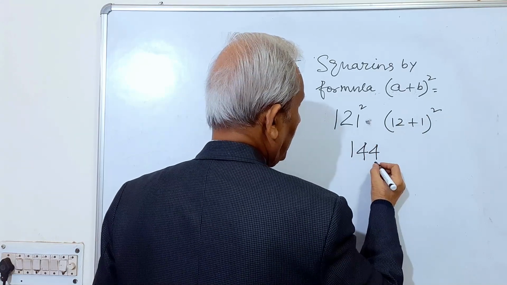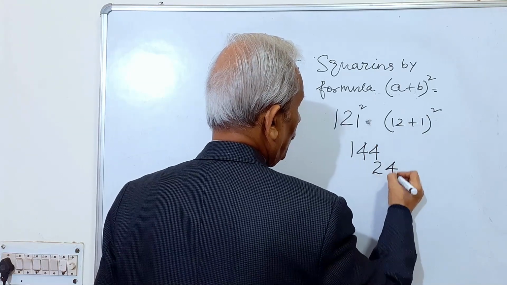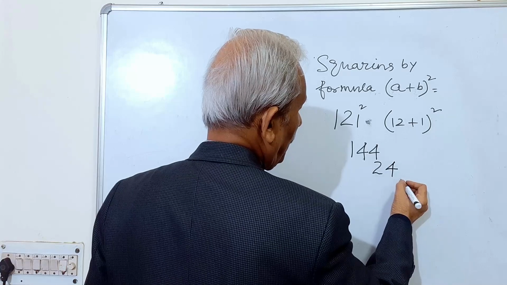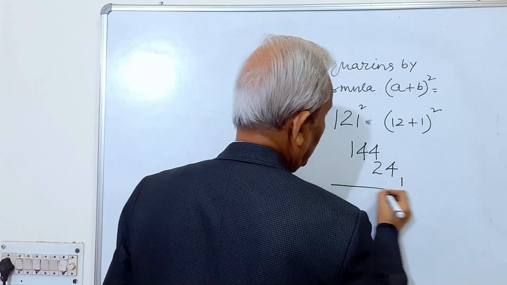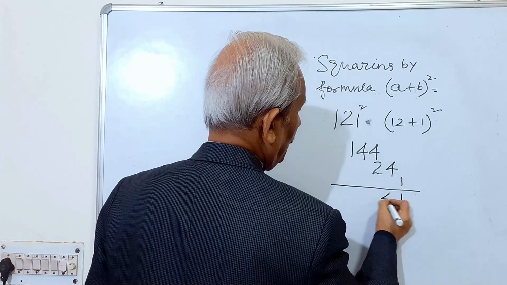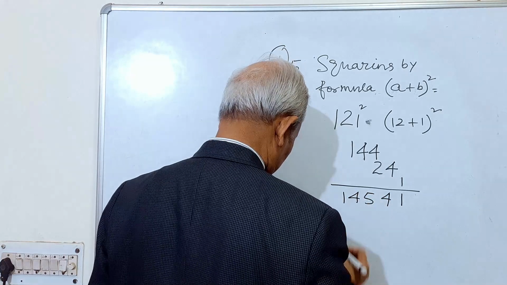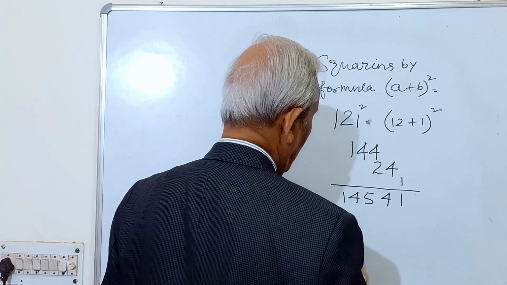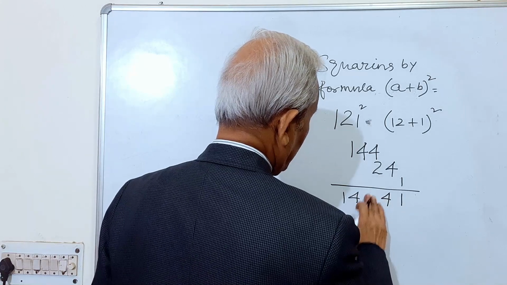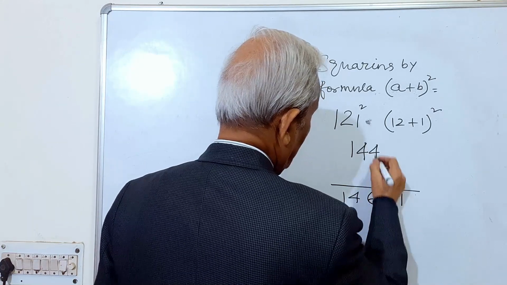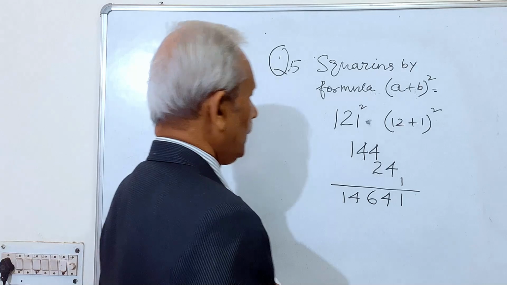We'll shift it by one digit, so write down 2, 4. 1 square, shift by one digit. 1 square 1, write 1. 4, 5, 4, 1. Sorry, this is 6. 4 plus 2, 6. I think you have followed it.